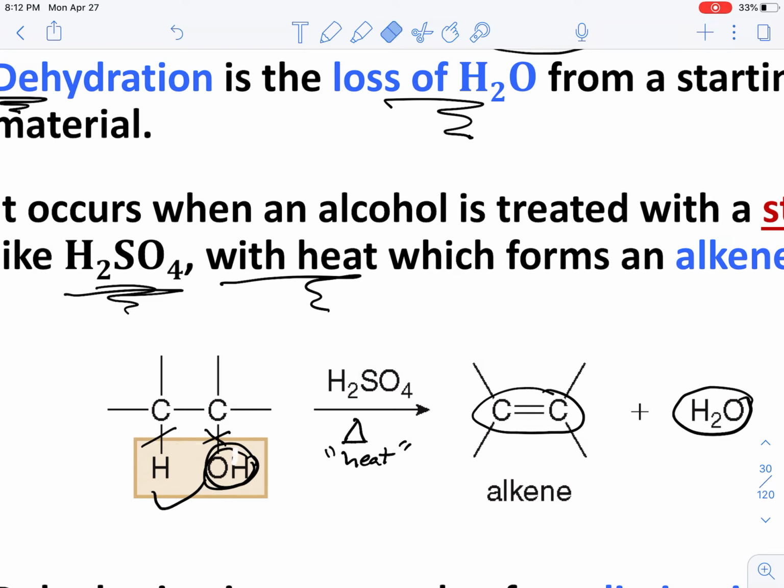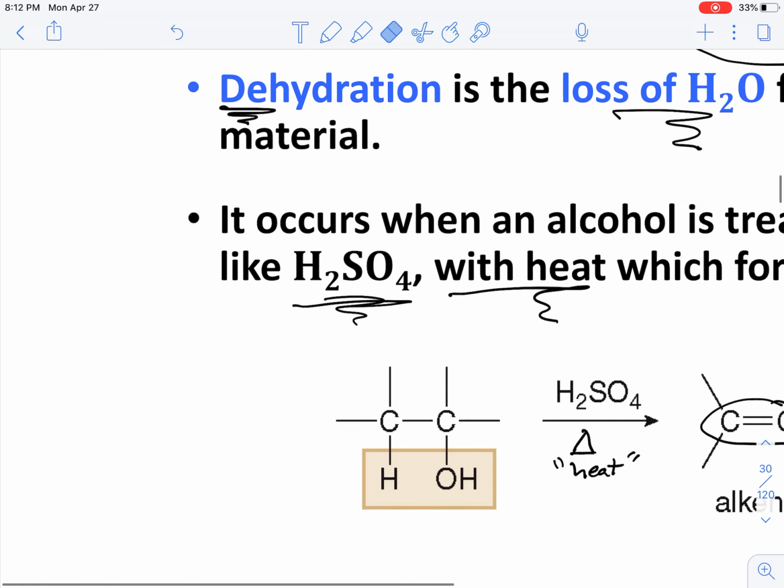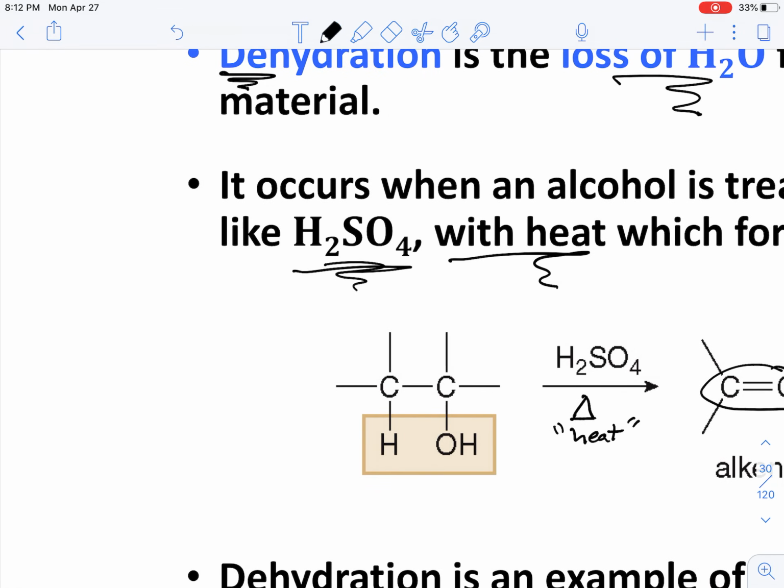To visualize this, even though the mechanism is not accurate, maybe this will help you understand what's going on with this bond breaking and bond forming. Let's just say that we have this generic alkane. It can be any carbon number. And we have a hydrogen and this hydroxyl group.